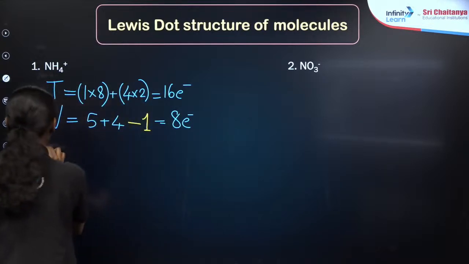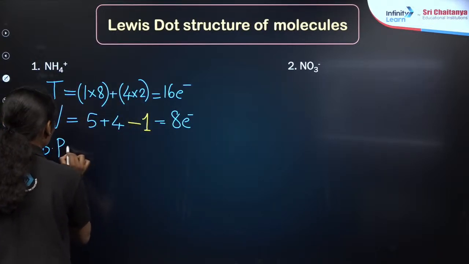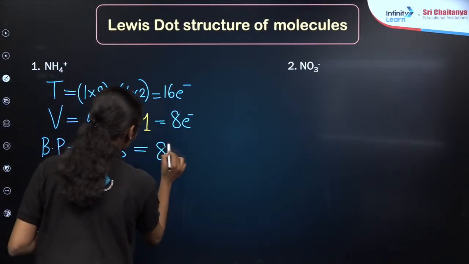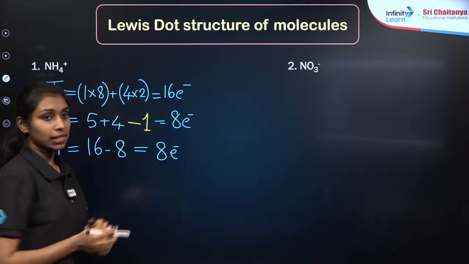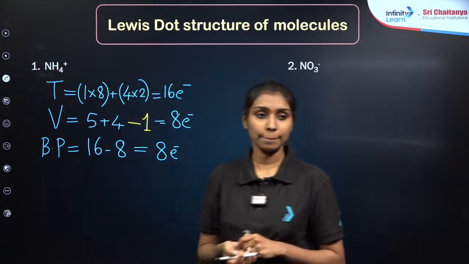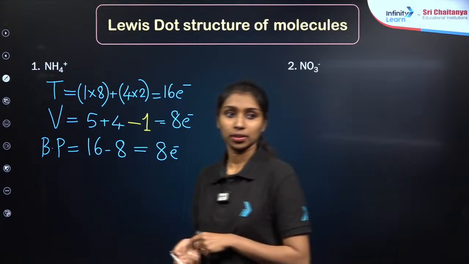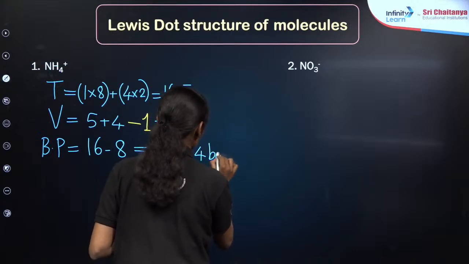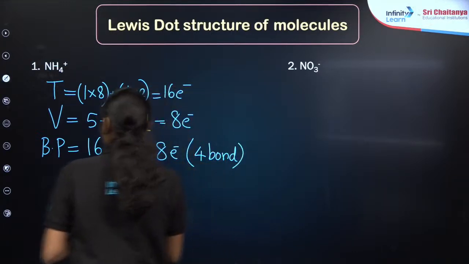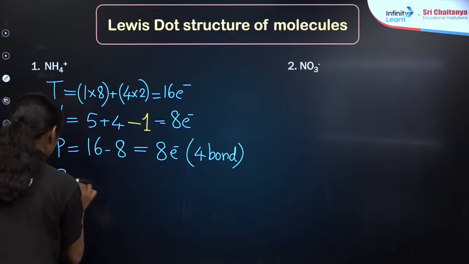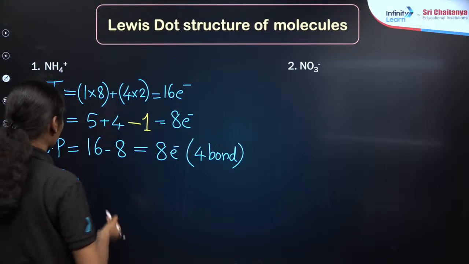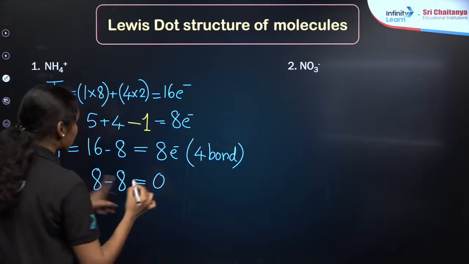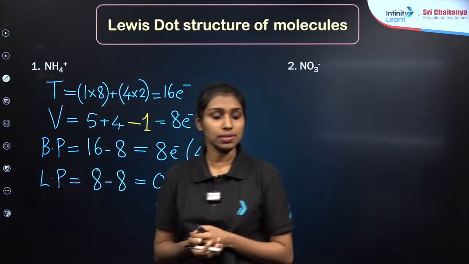Now you have to find out the bond pair of electrons by taking the difference between T and V. That is equal to 16 minus 8, that is equal to 8 electrons. Which means how many bonds are present there? If it is having 8 electrons, 4 bonds are formed in the molecule. Then you have to find out the lone pair of electrons. The lone pair of electrons is the difference between V and BP, 8 minus 8, that is equal to 0, which means that this structure does not contain any lone pair of electrons.